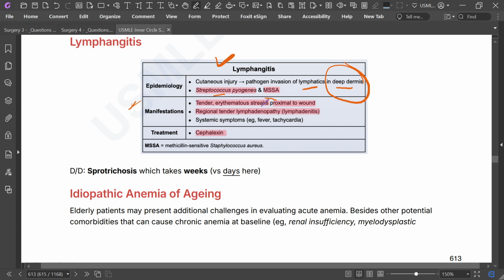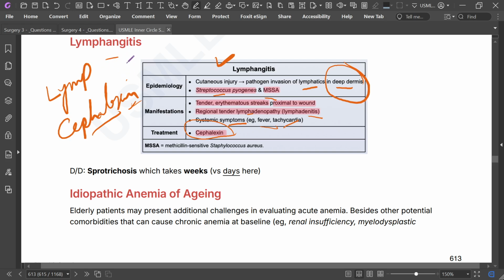There is a tender erythematous streak proximal to the wound. There is regional tender lymphadenopathy, lymphadenitis. There may be systemic symptoms, fever, tachycardia, and cephalexin is the drug of choice. This is very important. Lymphangitis, remember cephalexin.